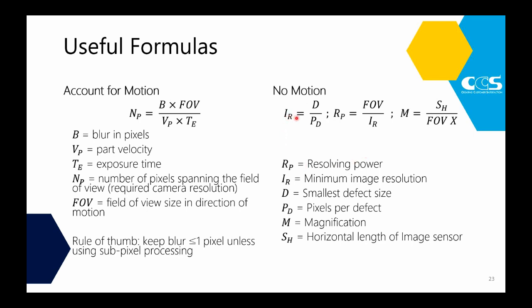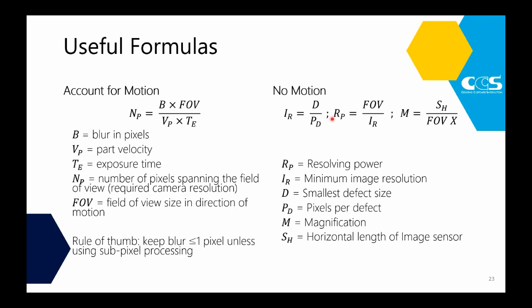So we start by calculating the minimum image resolution that we need, which is the smallest size defect divided by the pixels per defect. If we want to detect a defect that is 1 millimeter long, and we want 3 pixels per that 1 millimeter, our resolution is 0.33. Our resolving power is 0.33 millimeters per pixel.